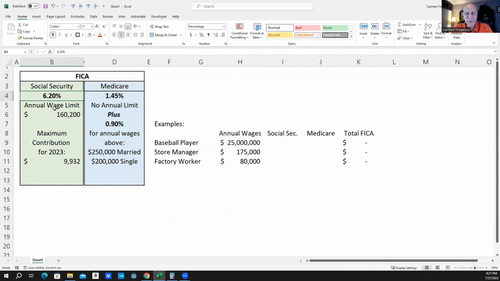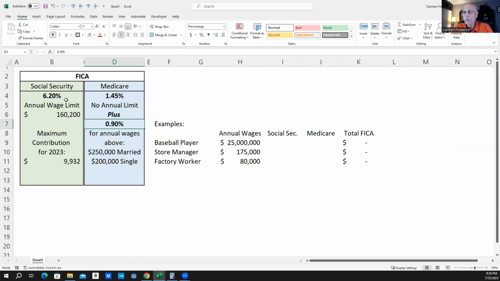The Social Security piece is 6.2% of annual wages up to, for 2023, $160,200. That means as an employee earns $160,200, once they hit that buzzer, if you will, that cap, they stop contributing to the Social Security system. Medicare, however, is 1.45% of wages. There's no annual limit. Plus there's an additional 0.9% for annual wages above $250,000 for married and $200,000 for single for the year 2023.